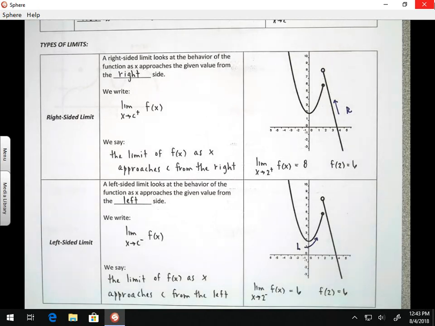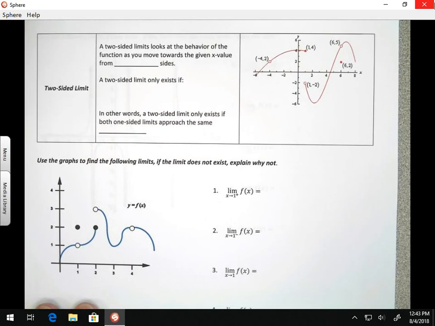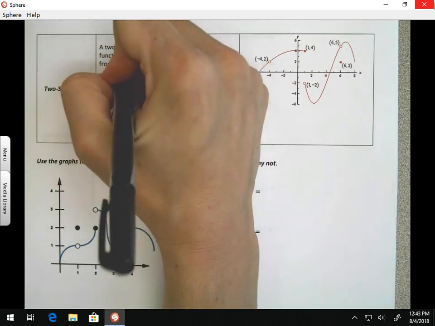Okay, so let's go ahead. We've got one more big idea to look at, and then we can look at some actual examples. The last thing we need to talk about is the idea of a two-sided limit. A two-sided limit looks at the behavior of the function as you move towards the x value from both sides.